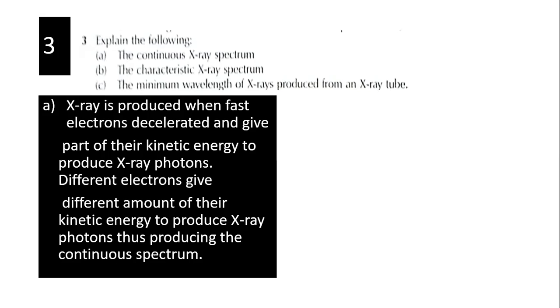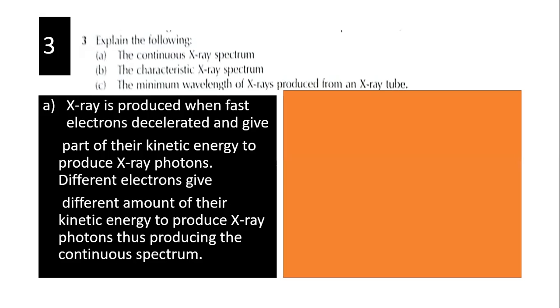The sharp spikes. The characteristic X-ray spectrum is a result of the electron from the cathode knocking out shell electron from the target atom. When the vacant shell are refilled by free electron, X-ray photon of specific wavelength are emitted. Okay, I think this one, your book is a bit wrong.